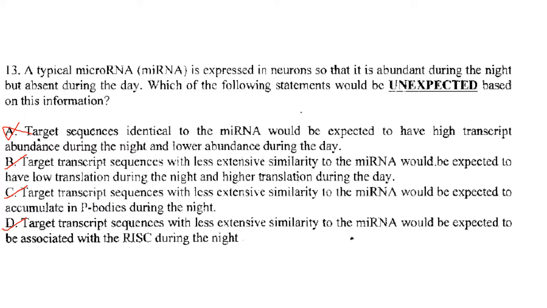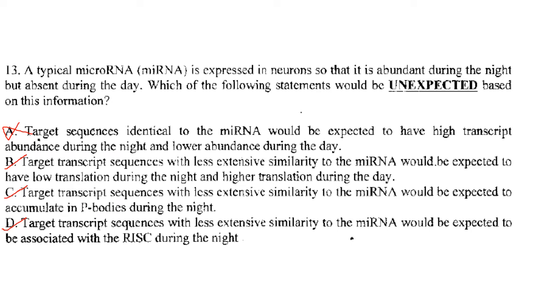Then the next term I would say is RISC. RISC is the RNA induced silencing complex. It is a multi-protein complex that incorporates one strand of a small interfering RNA or microRNA. And RISC uses the siRNA or miRNA as a template for recognizing the complementary strand, then it activates RNase and cleaves the RNA. So that is what RISC does.